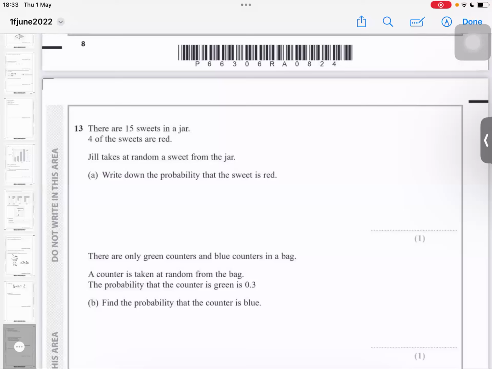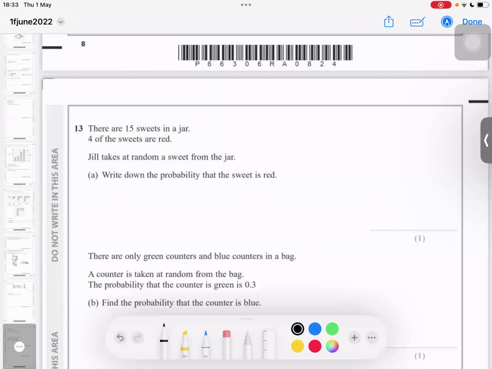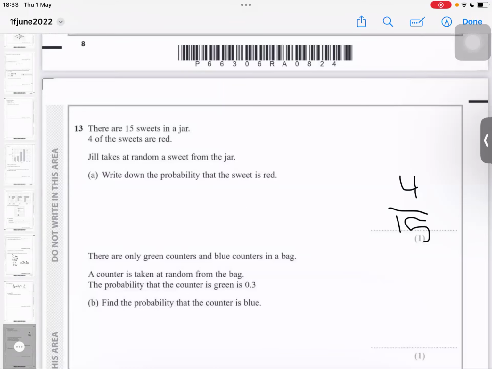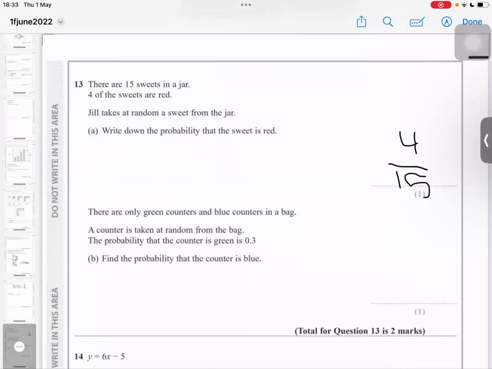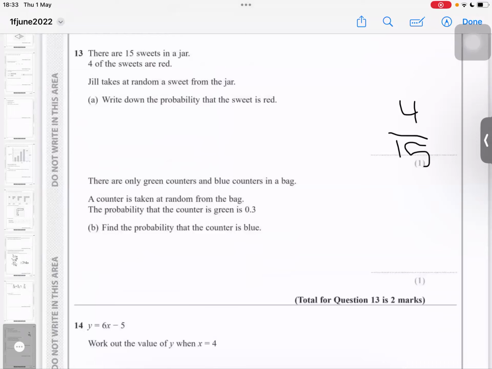Probability, remember the formula for probability: number of required events over number of possible events. In other words, over the total. Just summarize it that way. So what would this be? 4/15. 4 over 15, yes. And we can't break it down beyond that.